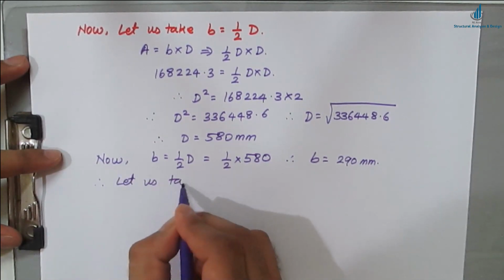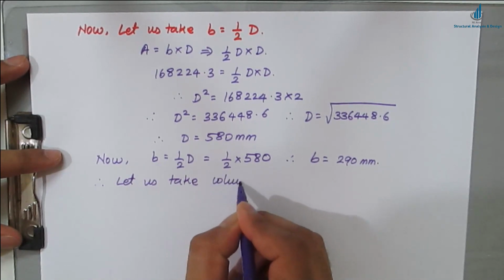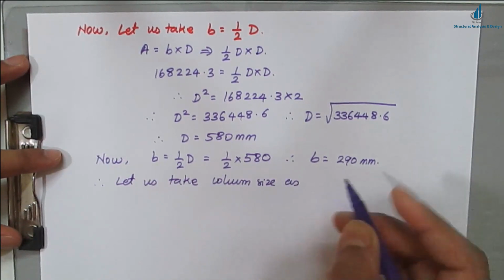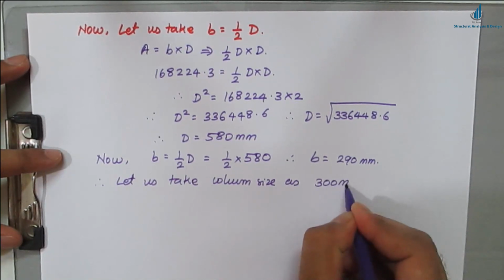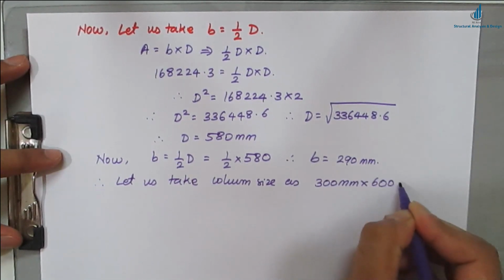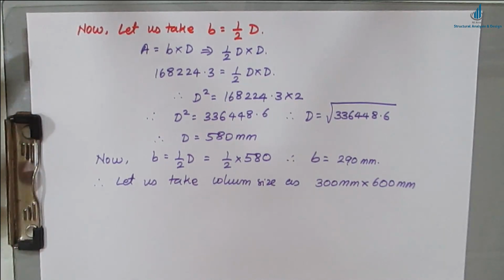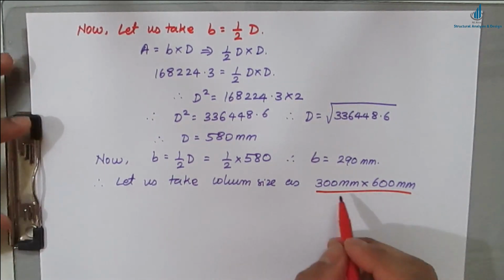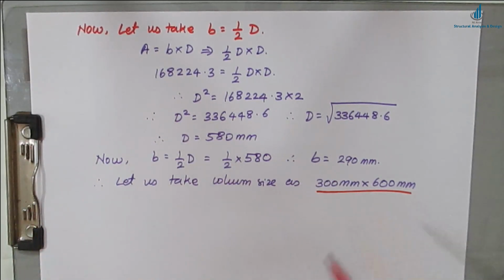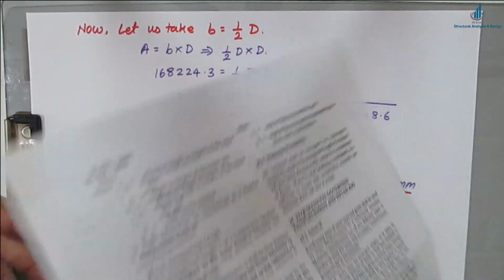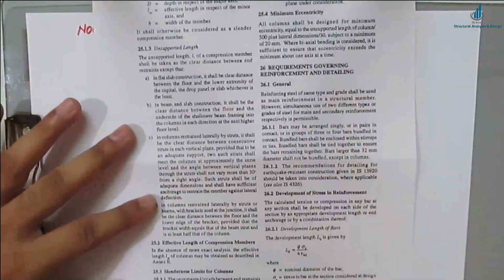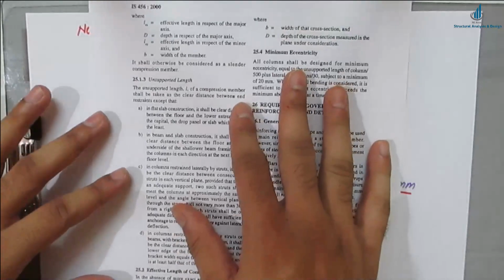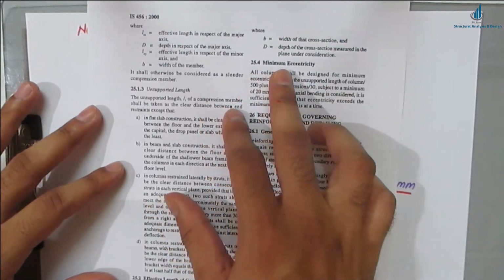Therefore let us take column size as 300 mm into 600 mm. So this is with respect to this area we had calculated the size of the column. So before moving on to the next step, let us check the eccentricity conditions. So when you go to page number 42 of IS 456-2000, there one clause you will be getting minimum eccentricity.